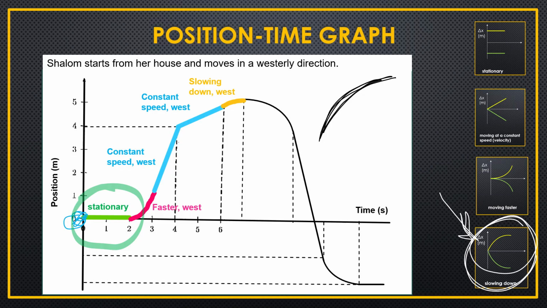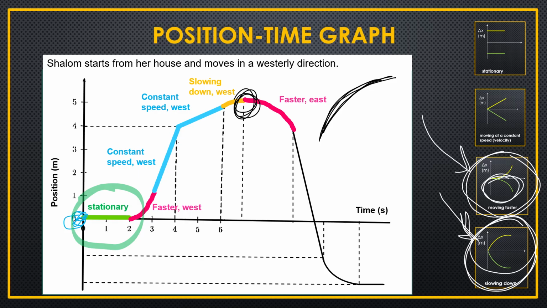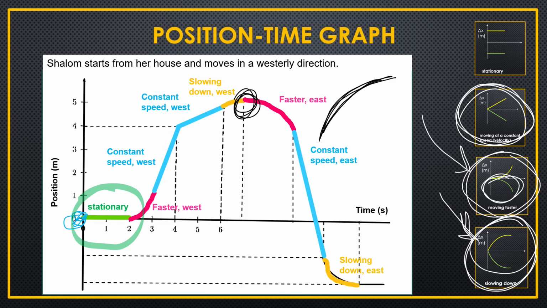Now, we've already said that at this point is when the object is changing direction. So from there, the object must go from west to east, but now it's going faster. So again, it is this shape. It is going faster in the opposite direction. Then again, you have a straight line. A straight line means it's a constant speed, but it's a negative gradient, so it is in the direction east. Remember, we said east is negative. And then again, we have a curve. Slowing down is this one in the opposite direction, and then again a stationary motion.